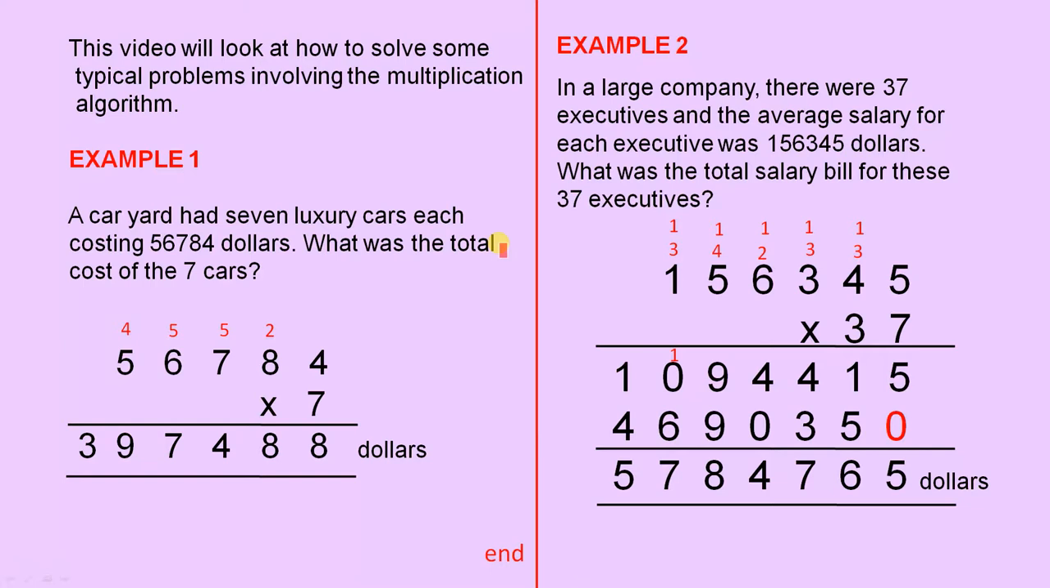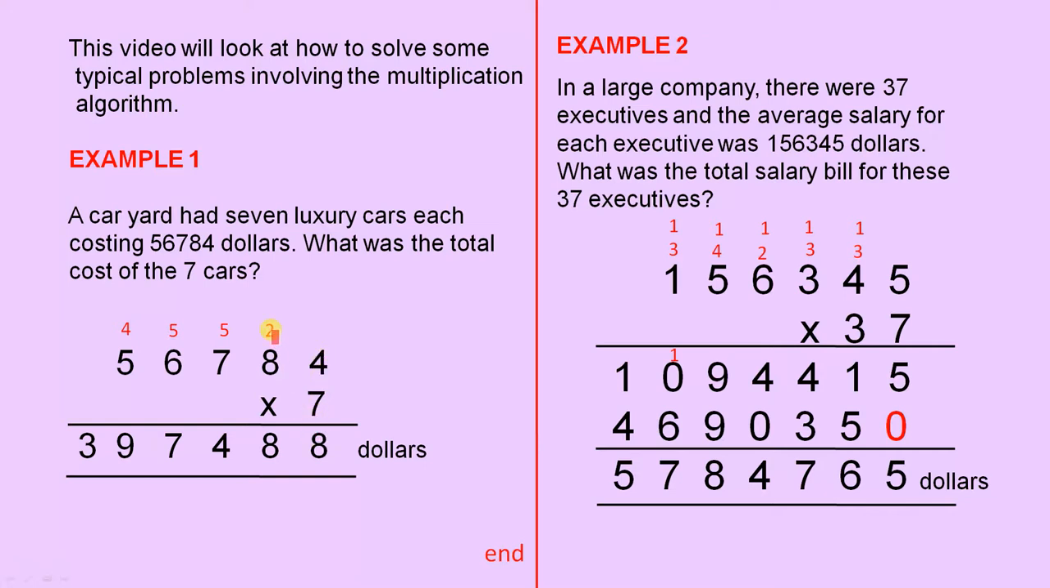what operation to use. So in the first example, a car yard had 7 luxury cars, each costing $56,784. What was the total cost of the 7 cars? You can see just by the wording that we have some multiplication involved here. So it's 56,784 multiplied by 7. 7 fours are 28.